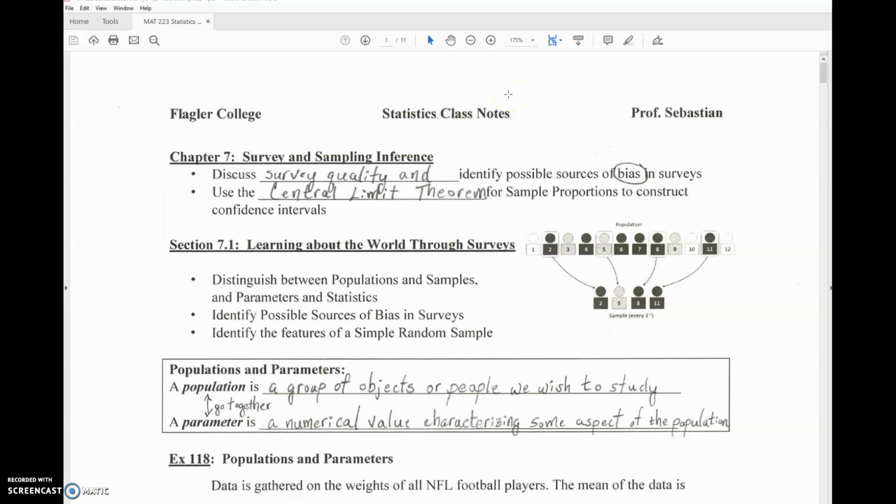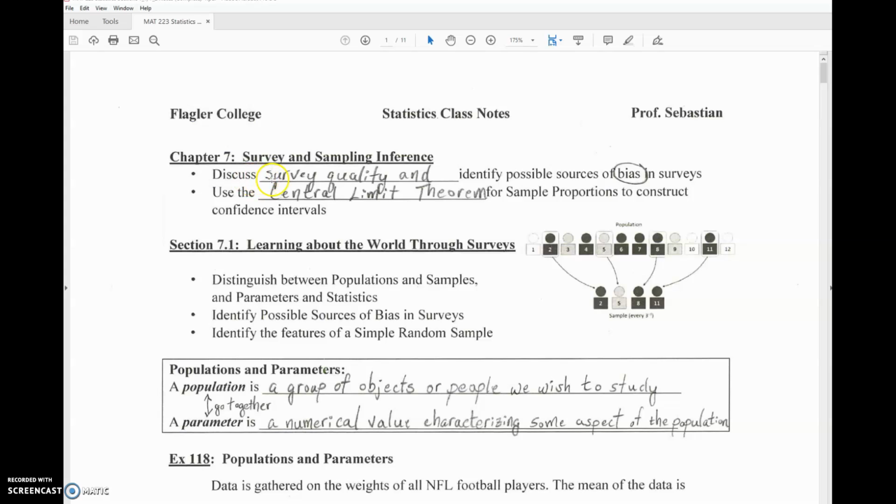So in this third part of our semester course, we are now getting into the topic called inferential statistics. Here in chapter 7, we're just now broaching the surface of that. We're on page 90 of our class notes, and this is chapter 7, Survey and Sampling Inference. This is where we're starting to introduce inferential statistics.